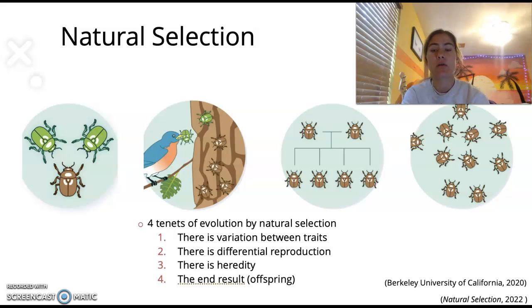Cultural evolution, along with biological evolution, can be broken up into four mechanisms, one being natural selection, the second being mutation, third migration, and fourth genetic drift. For this presentation, I'll be focusing on natural selection and how it can lead to differences seen between cultures. According to the Berkeley University of California, there are four tenets of evolution by natural selection.